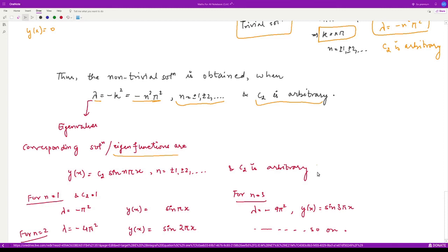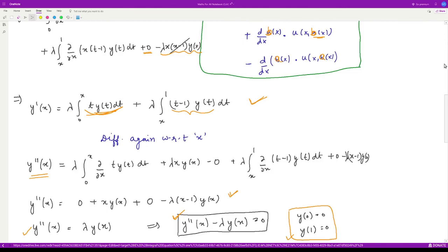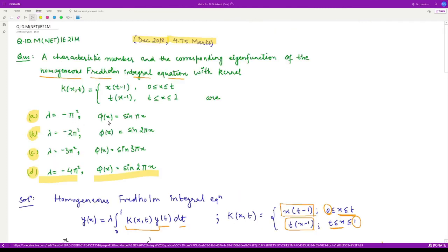So this is arbitrary. Now let us look at the values when n is 1. Let us assume c2 is equal to 1. Why am I doing this? Because I want to be consistent with the options given in the question. Let us have a look at the options. So these are the options. Let us look at which options are correct.